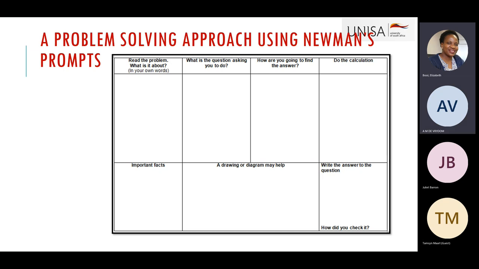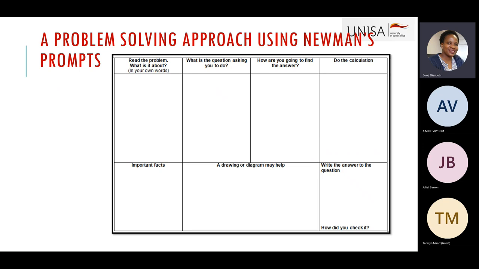What I don't expect you to do is read the question, take your calculator and start calculating. That will not help you to understand the process. So we want you to be able to know that you need to do certain steps before you can pick up your calculator and start doing your calculations.